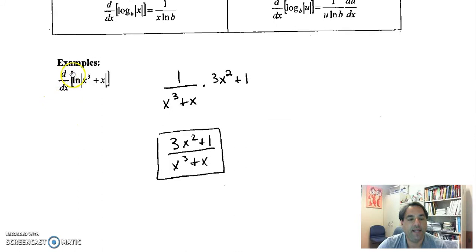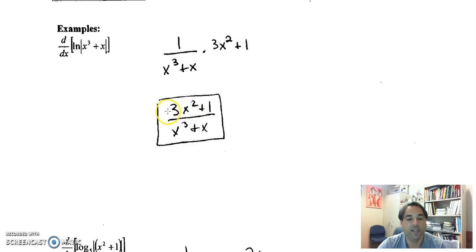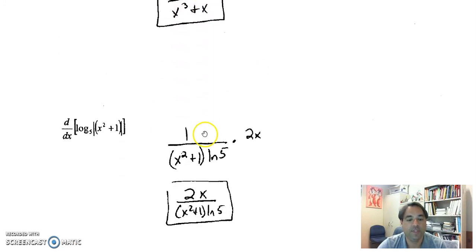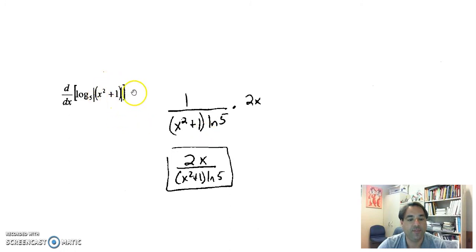Now, if we had absolute values for a natural log, we take the derivative the same way. So if I had the natural log of absolute value of x cubed plus x, and I want to take the derivative, it would still be 1 over whatever you're taking the natural log of, x cubed plus x, times the derivative of the inside, which would be 3x squared plus 1. So the answer would be 3x squared plus 1 on top over x cubed plus x. Same thing for log. Again, it has absolute value, but with the derivative, we treat it the same way.